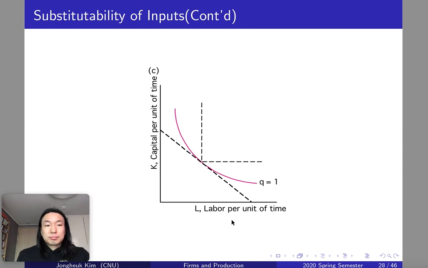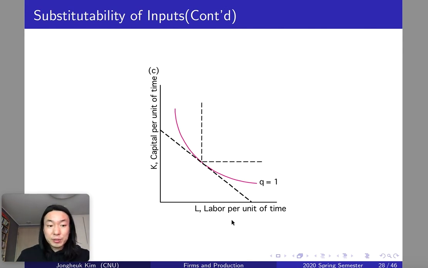So the isoquant curve is between those two extremes. So it is semi-substitute each other or semi-complement each other. It is just between the perfect substitute and the perfect complement.